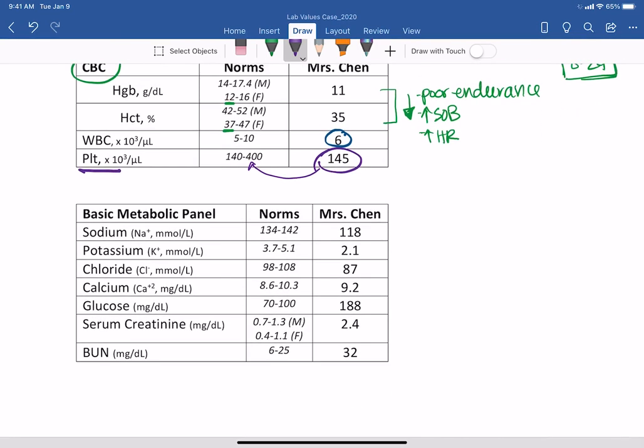All right, let's look at her basic metabolic panel. Her first one is sodium. Her sodium is 118, and the norm is 134 to 142. This is pretty low, right? So we have low sodium. What does that mean to our patient? Sodium is the primary determinant of extracellular fluid volume. So when sodium is out of the normal range, the big thing I'm thinking about is what organ is affected by big changes in fluid volume, and that's the brain.